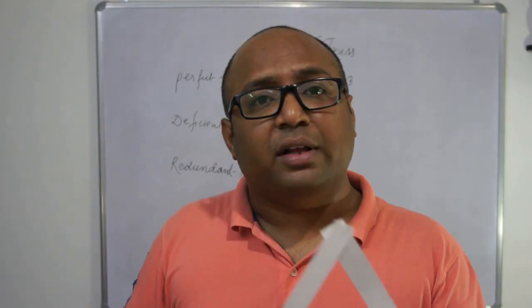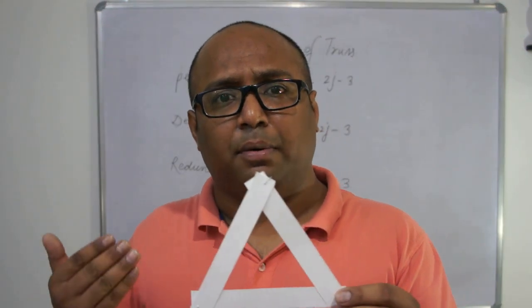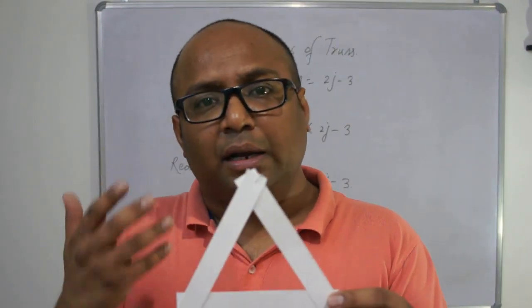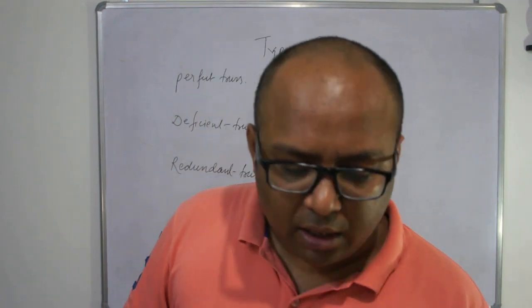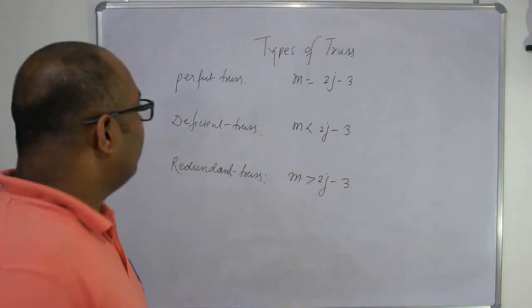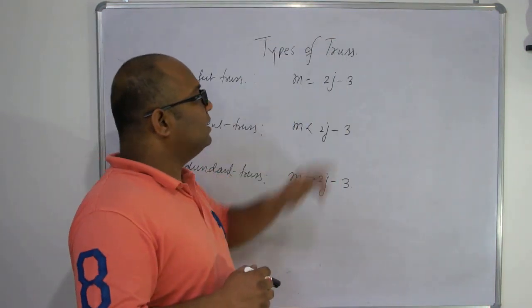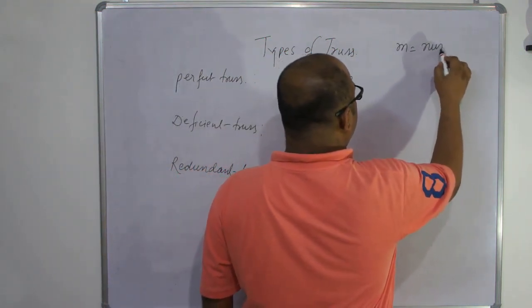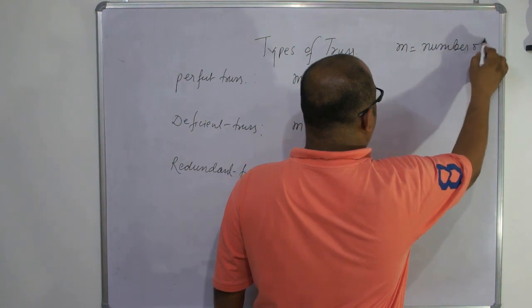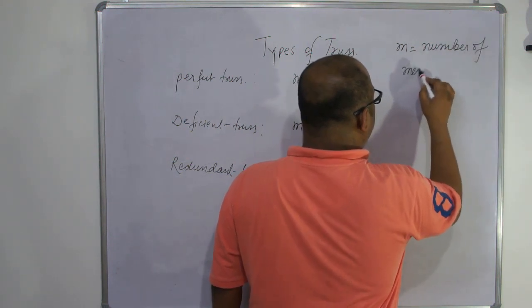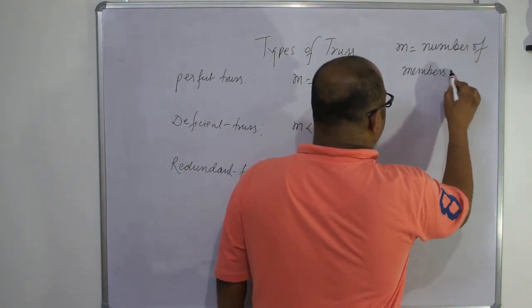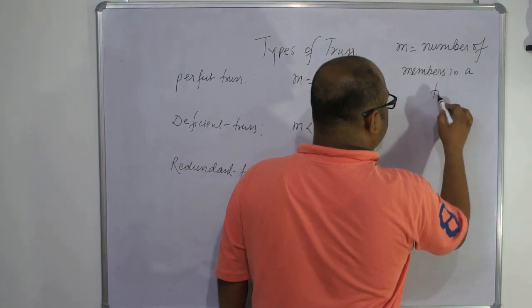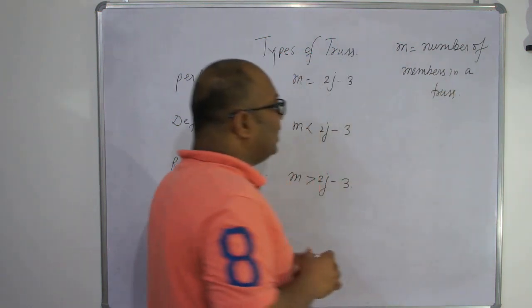And how will you find whether the truss is perfect or not, is completely constrained or not? Okay, so there is a simple formula which says m equals 2j minus 3. What does m stand for? M stands for the number of members in a truss.